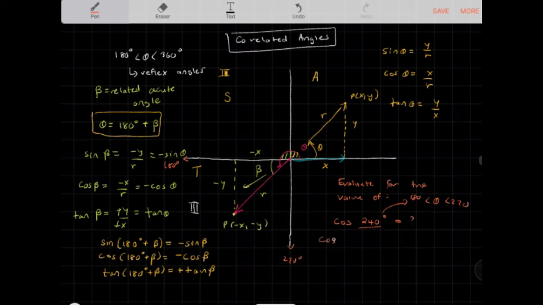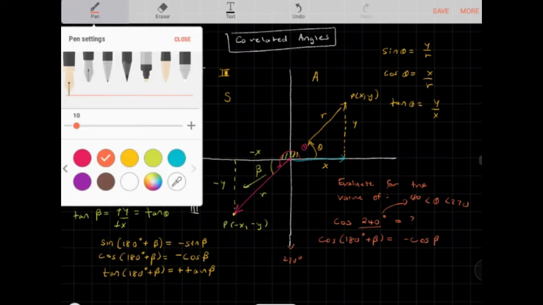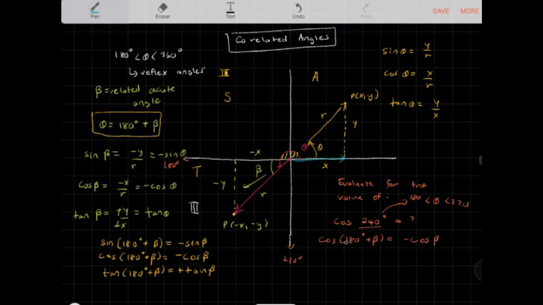Then we can utilize this correlated angle equation. We know that cosine of 180 degrees plus beta is equal to negative cosine beta. Beta is your related acute angle. Let's figure out what that related acute angle is. We understand that this is theta, so theta here is 240 degrees, and theta is the same as 180 plus beta. So this tells us that 180 degrees plus beta is equal to 240 degrees. Beta therefore should be 60 degrees if you solve for this, right?